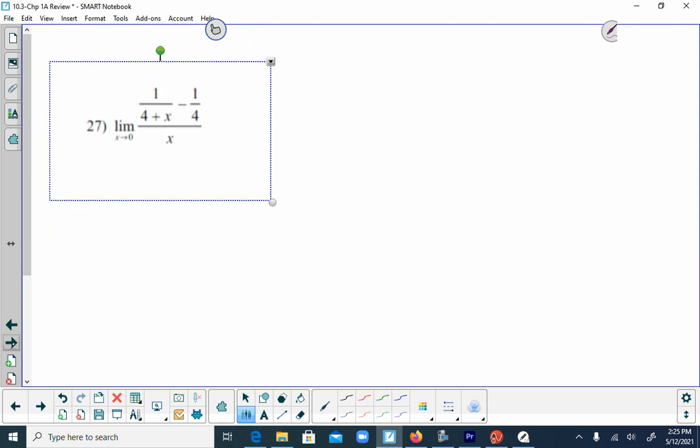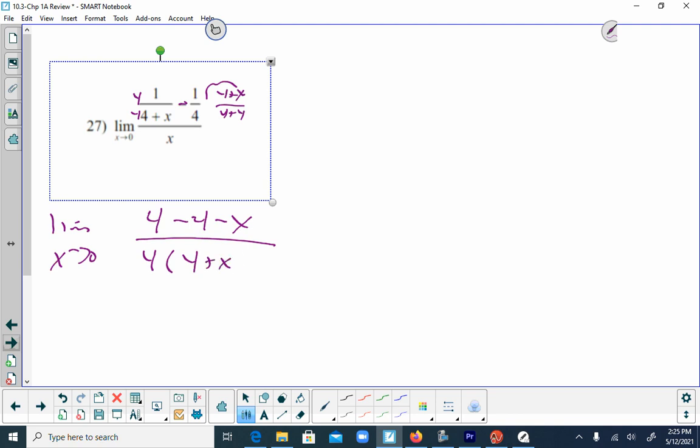Moving on to the next one, again, if I put 0 in, I'm going to have 0 over 0. So I can't factor, but what I can do is simplify this. I'm going to multiply the first fraction by 4 over 4, and multiply the second fraction by 4 plus x over 4 plus x to give those a common denominator. When I do that, I'm going to have 4 minus, and then I'm distributing this negative sign through this whole thing, so this will be minus 4 minus x, all over 4 times 4 plus x. And this whole thing is over x.